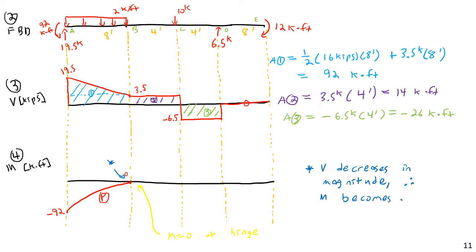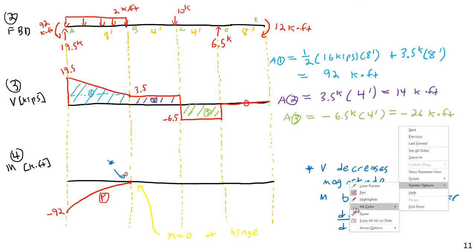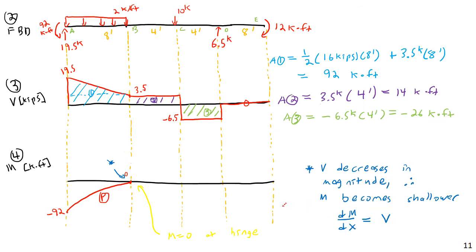Just a relationship. All it is, of course, is a very straightforward application of the truth that dM/dx, the derivative of moment, is equal to the shear. Okay, then we're almost done with this long-winded explanation for something relatively simple.